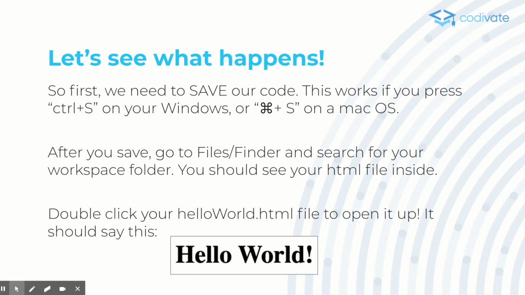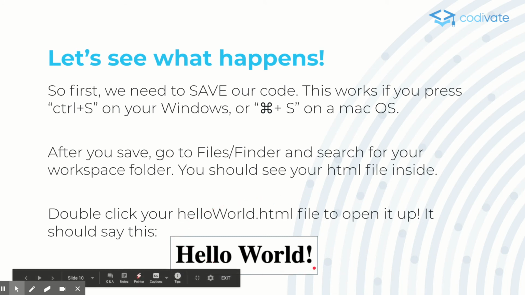So to see the output, we need to first save our code. You can go to File and then Save, or you can press Ctrl S on Windows or Command S for Mac OS. After you save, you can go to Files or Finder, search for your workspace folder, which is Web Development 2020, and you should see your HTML file inside. Double-click your Hello World file to open it up, and it should say something like this, which is Hello World with an exclamation point.